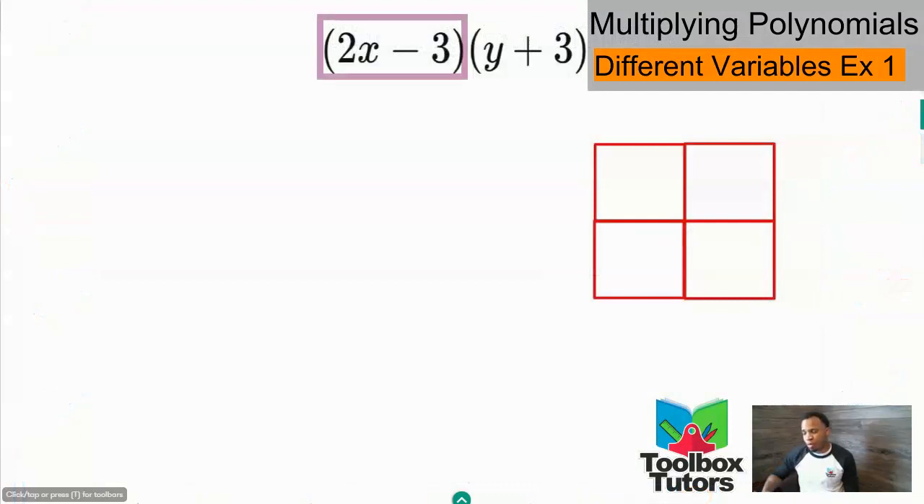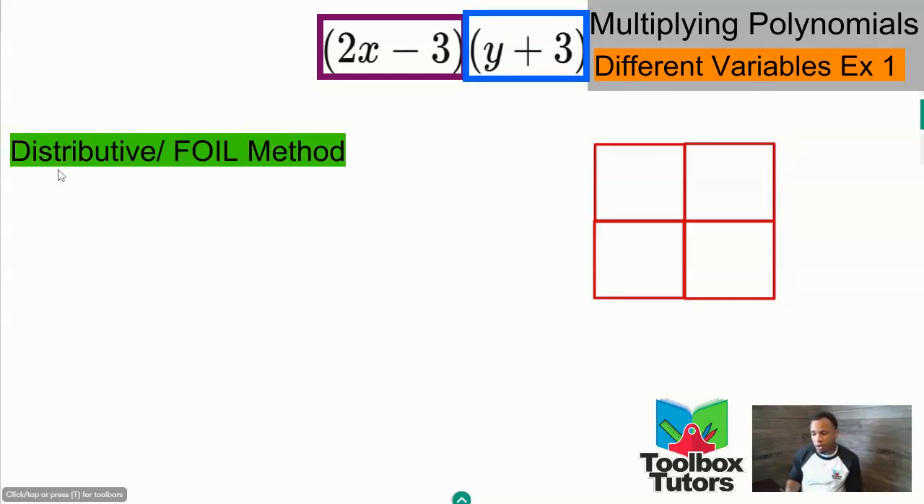So for this example, we'll be multiplying 2x minus 3 times y plus 3. So first what we want to do is use the distributive or FOIL method. So this means we'll take the first term from the first parentheses and multiply it by everything in the second parentheses. Then we're going to take the second term in the first parentheses and multiply it times everything in the second parentheses. So first we'll start with 2x.